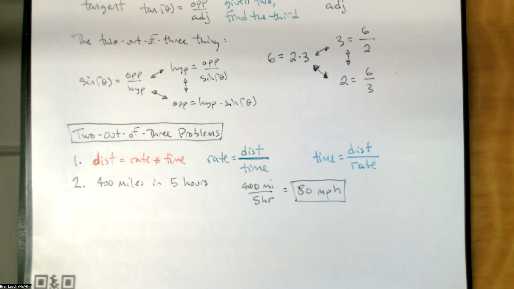But that's not the number that we're going for. We're going for the rate. Distance is equal to rate times time, so rate is distance divided by time. How much distance you cover in a certain amount of time.